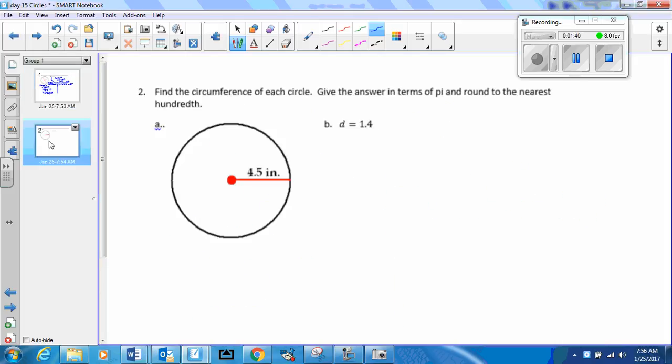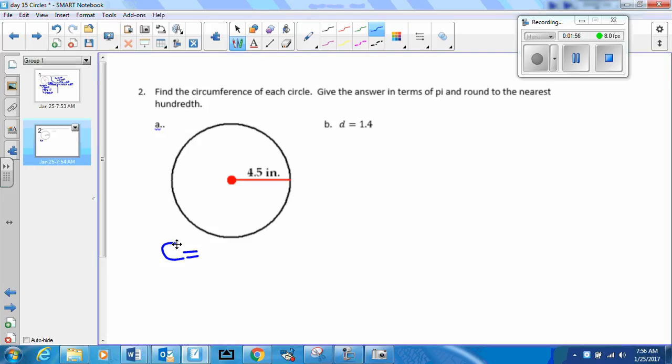Looking at our next example, now they ask us to find the circumference. Give the answer in terms of pi and now round to the nearest hundredth. Remember, there are two formulas for circumference. There's pi d and 2 pi r.